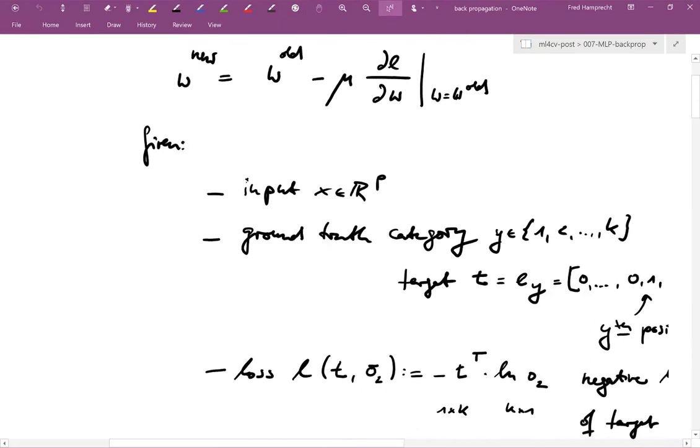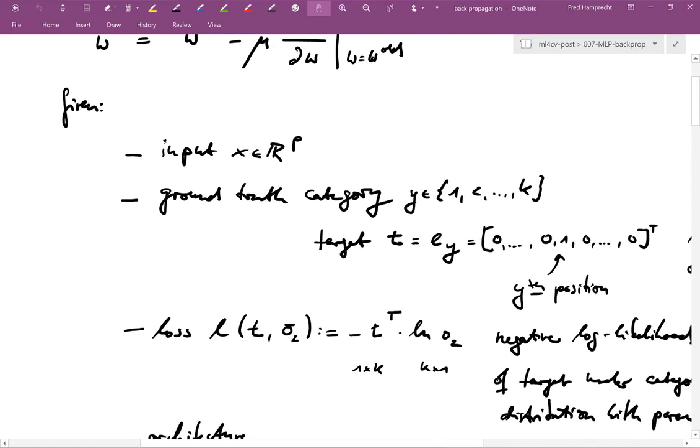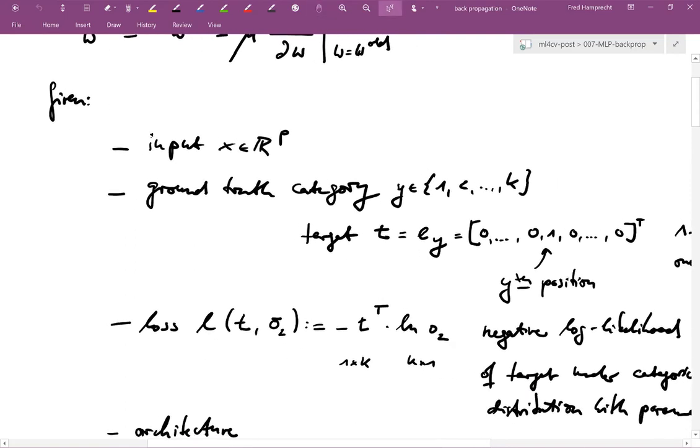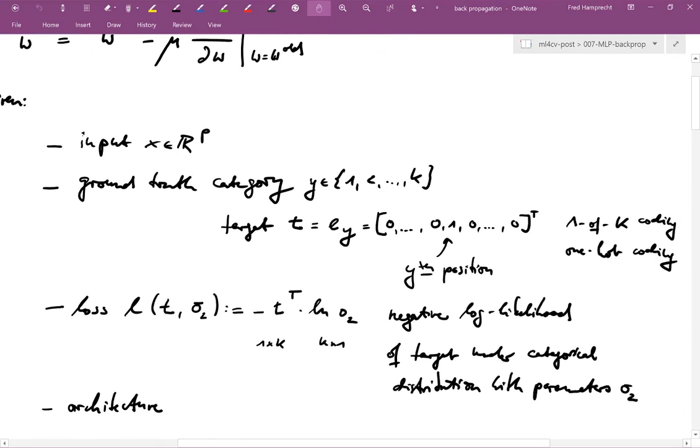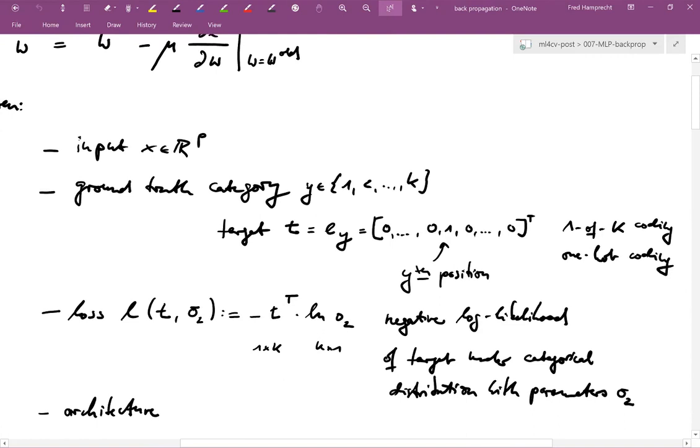Then I need the following ingredients. I have some input X. For each input in my training set, I have in a classification problem a ground truth category, or in a regression problem some ground truth scalar number associated with that input. And if I do work in classification, then it is convenient to express the ground truth class in terms of a one hot indicator vector.